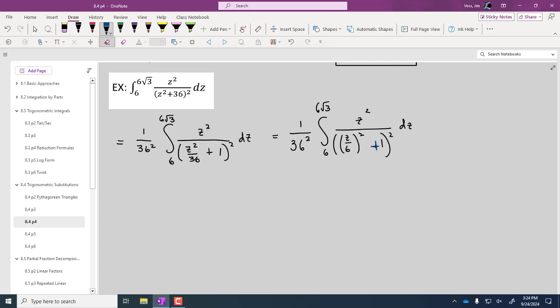So let's see if you can get the next part. Tangent will be z over 6. Tangent is z over 6, so z is 6 tan. Derivative here, derivative here. That's good. You're on track.